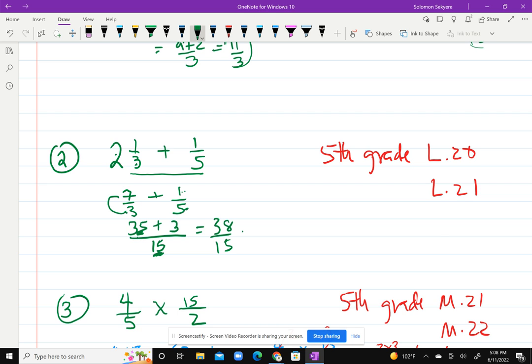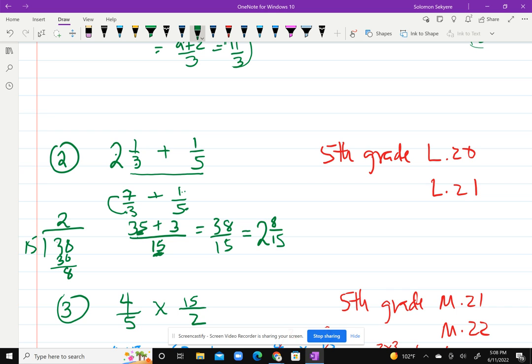And I can convert this to a mixed fraction. Okay, so I do 38 divided by 15. 15 goes in here, what? 2 times. Subtract. I get 30. The 8 is the remainder, so the whole number is 2 and the remainder over 15. And I'm done. What's another way of doing this?